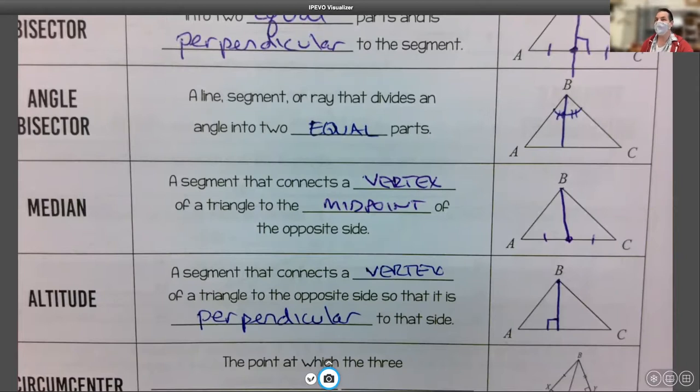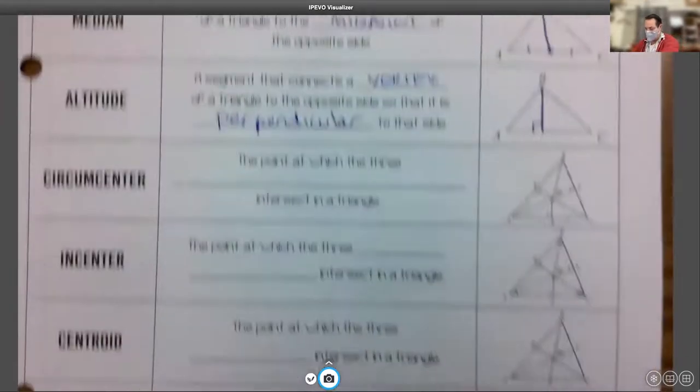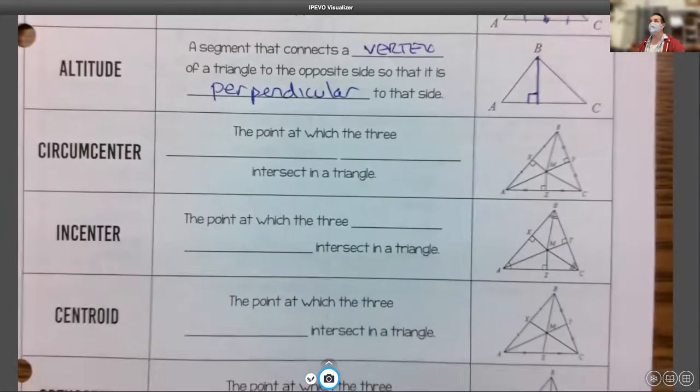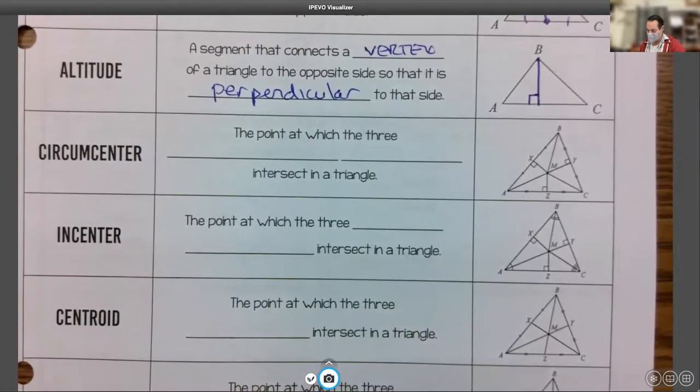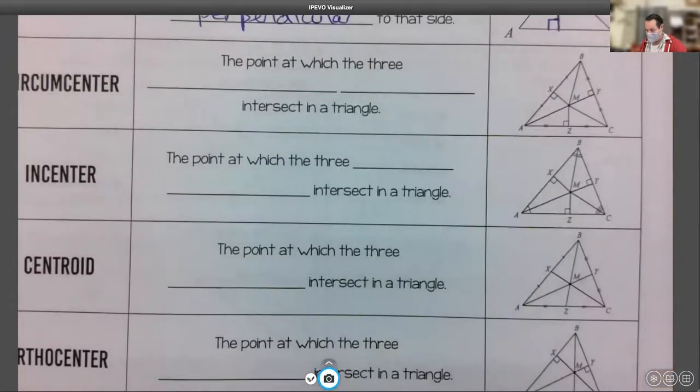Now, once again, what are you bringing tomorrow so that we can find these centers? A compass. There are four centers that we're going to discover: the circumcenter, the incenter, the centroid, and the orthocenter.